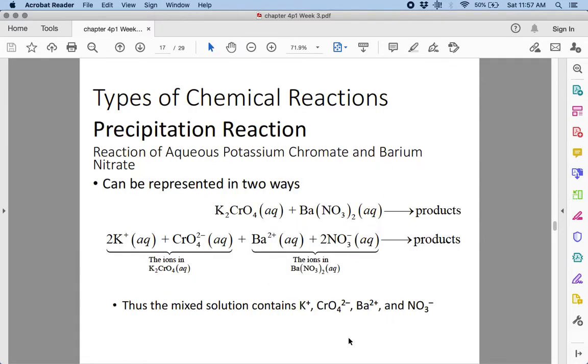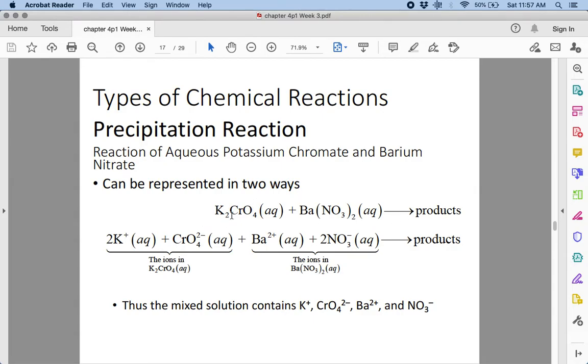So what's really going on there? Let's go back to our chemical equations and talk about what's going on. We have aqueous potassium chromate, and our barium nitrate right here. This is the yellow beaker, this is the clear, colorless beaker. When those two are mixed, they produce products. Let's think about what these products would be.